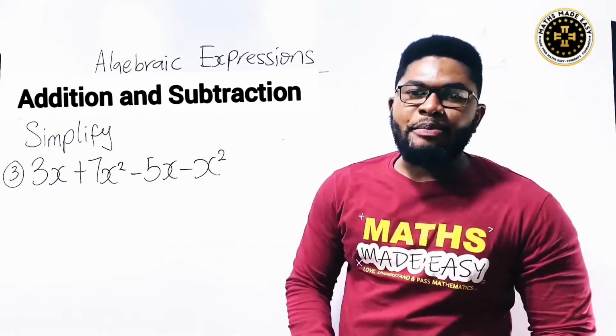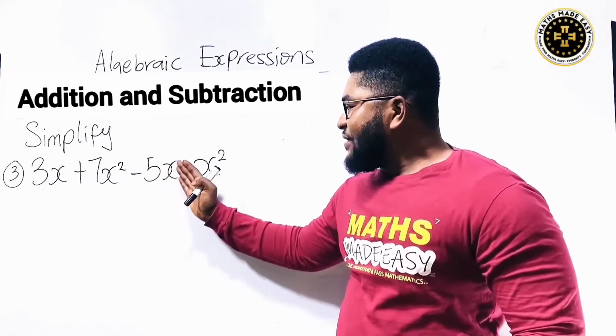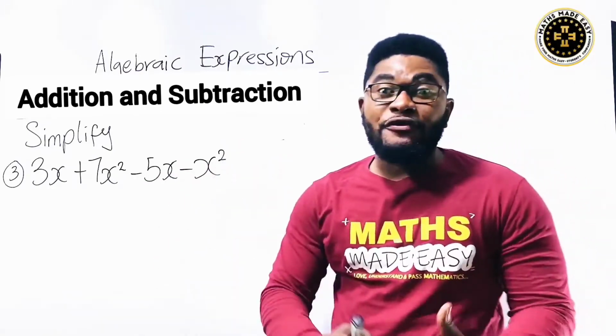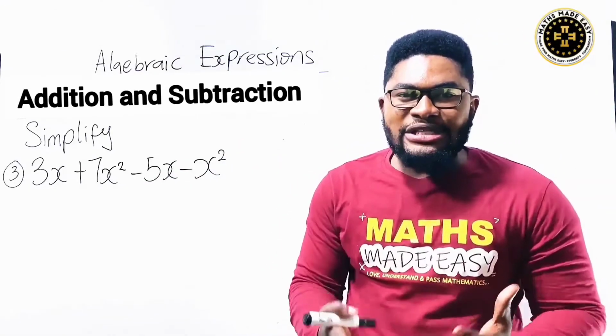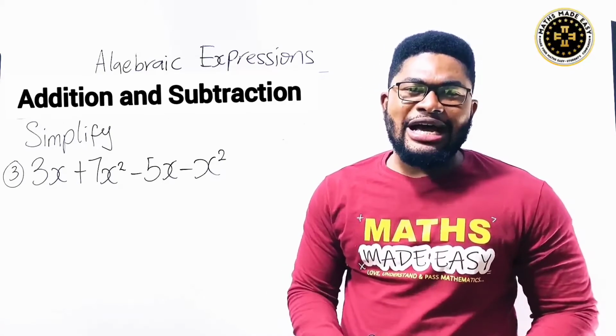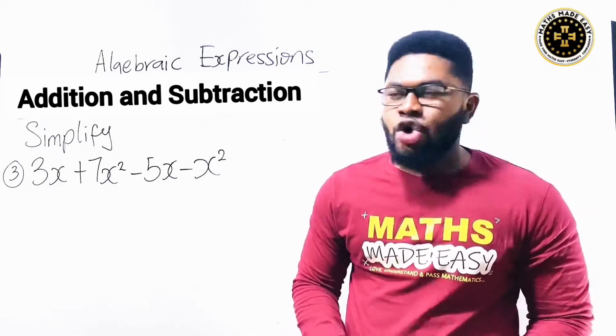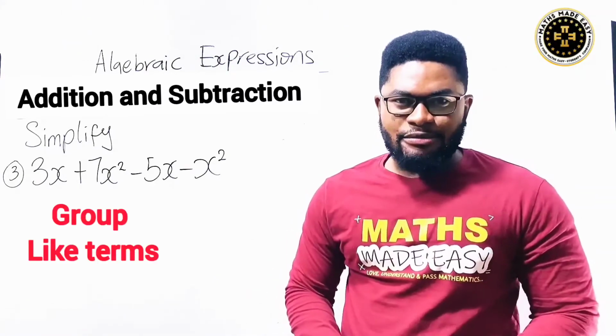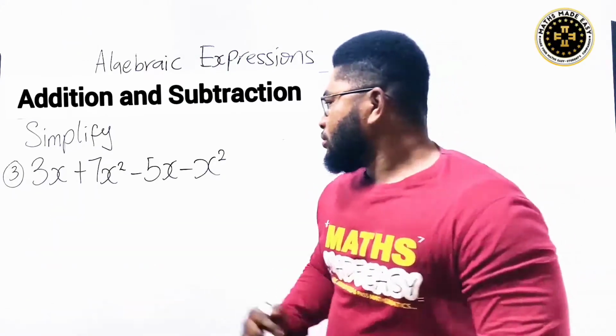7x squared, power of 2. Minus 5x, power of 1. And finally, minus x squared, power of 2. Since the powers are not the same, they are considered as unlike terms. So in this question, we have to first of all group like terms. This is how we do it.